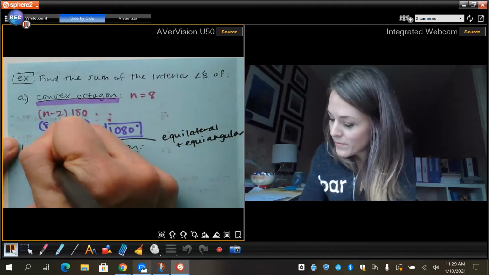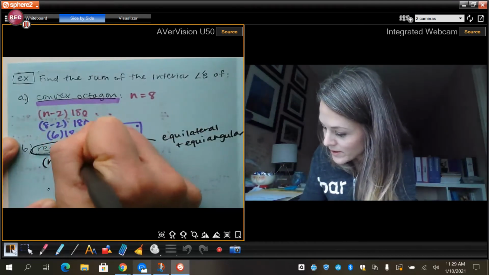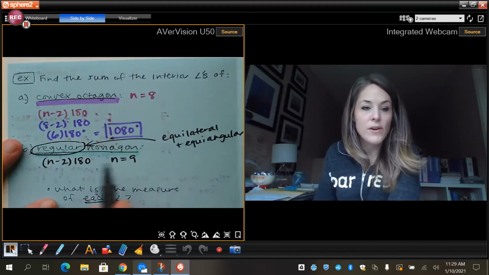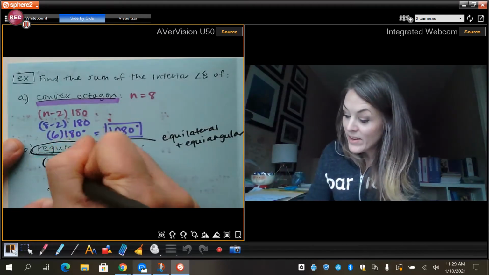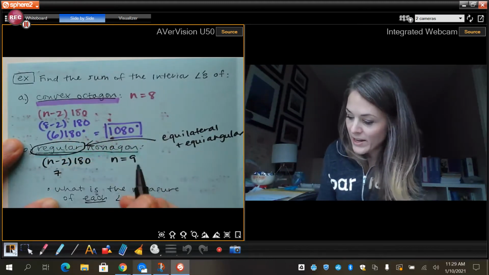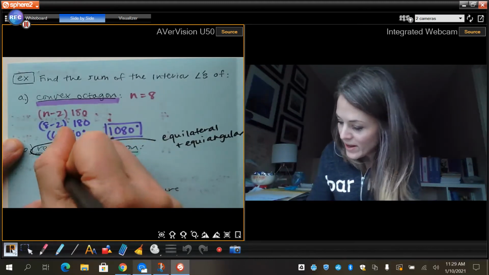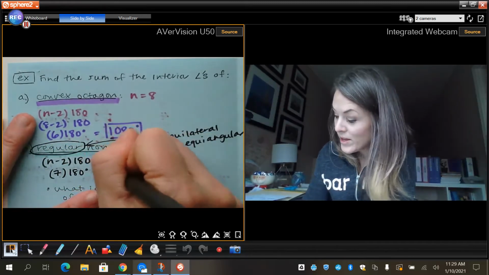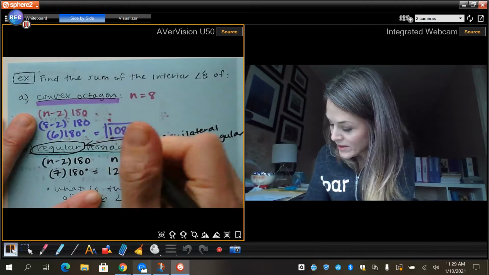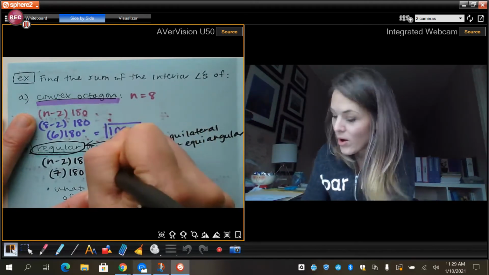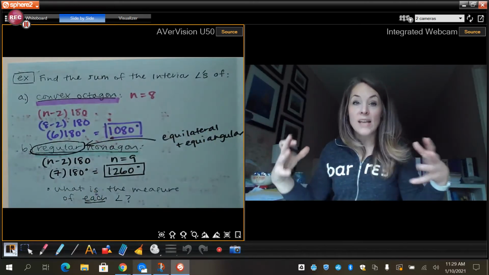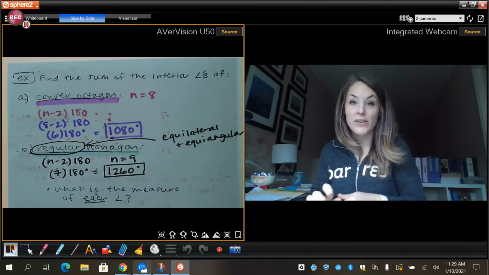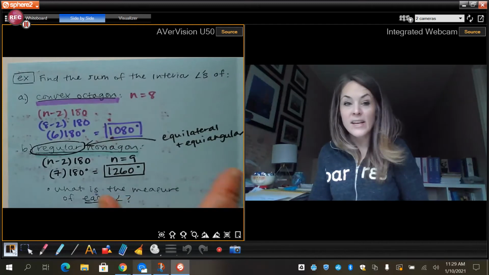We're going to do the n minus 2 times 180, and in this case, a nonagon is 9 sides. Okay, so if I plug 9 in here, I get 7 triangles, so 9 minus 2 is 7. So 7 triangles times 180 degrees is 1,260 degrees. Okay, so that's what all of them add up to. So as you add a side, you are adding an additional triangle, so it's always going to increase by 180 degrees.